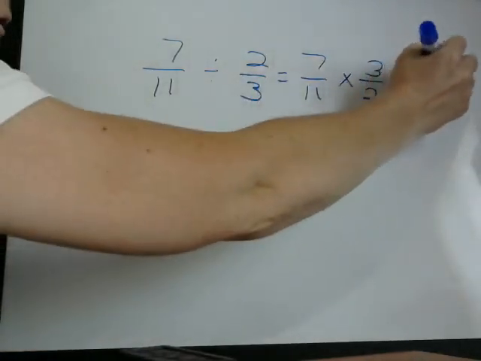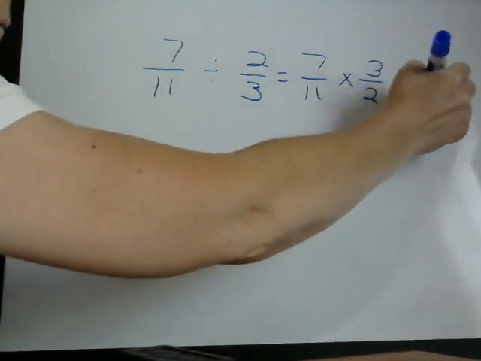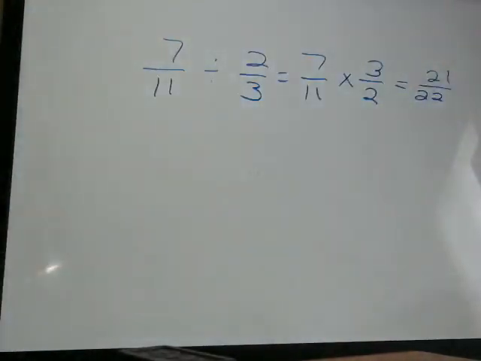We multiply it straight across, we have 21/22nds. And that is in lowest terms. There's no number that can be divided into 21 and 22 evenly.